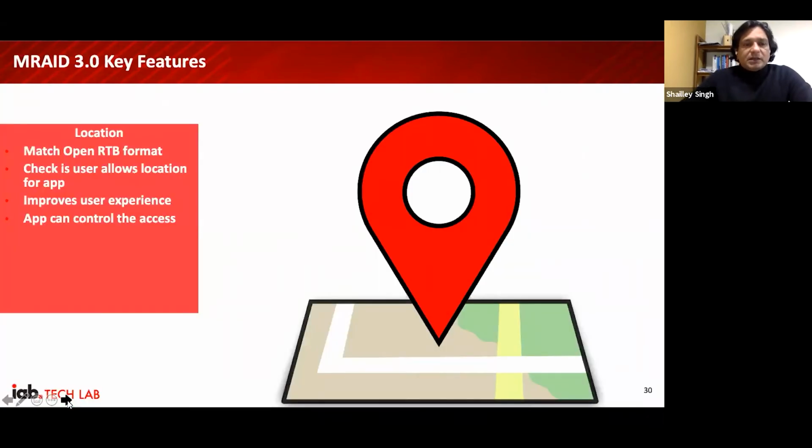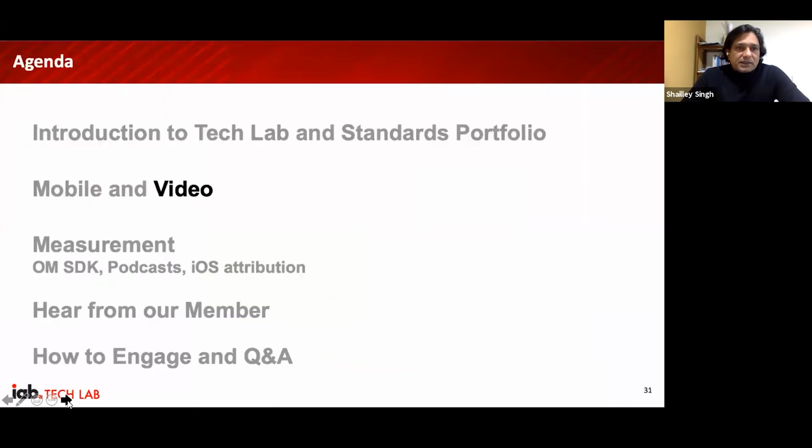And then we changed the specification for identifying and declaring location to match the OpenRTB format, so it's easy and aligned with the other standards. We also built in checks so that only if the user allows location for the app is the ad allowed to use the location. This improves the user experience, where you don't have to pop up multiple pop-ups to understand the location to use in an ad. And all of this is in control of the app or the publisher. So those were the key features for MRAID.